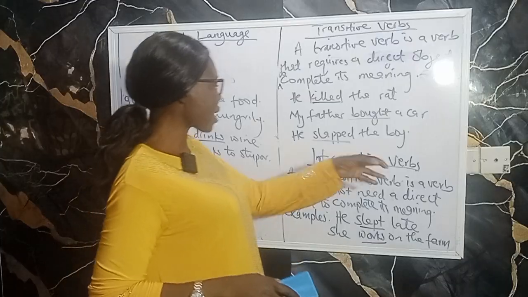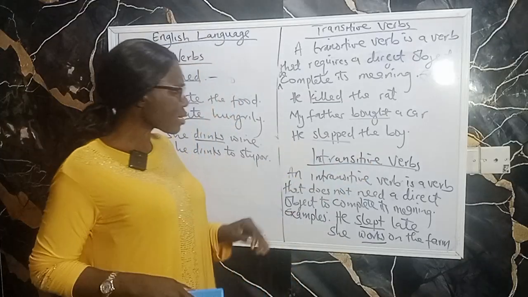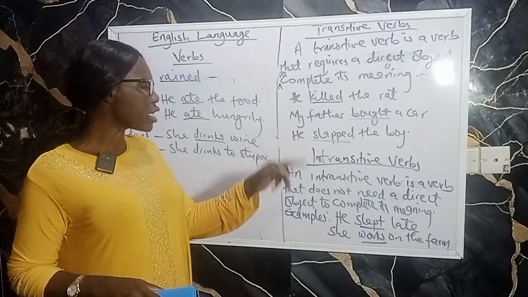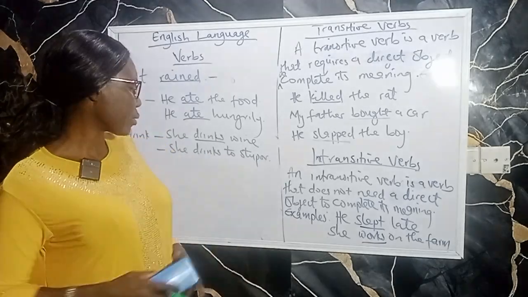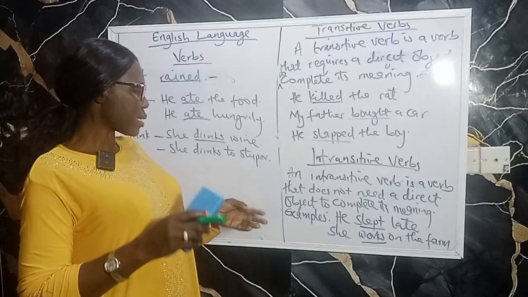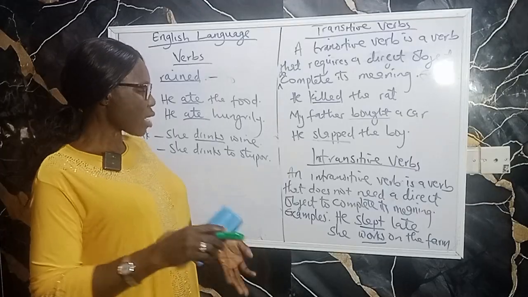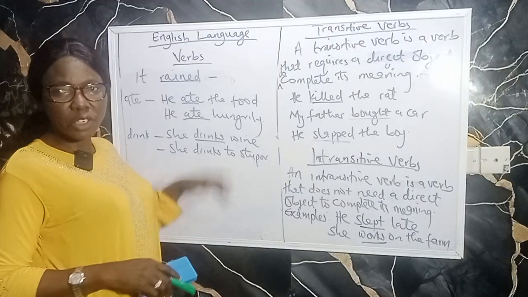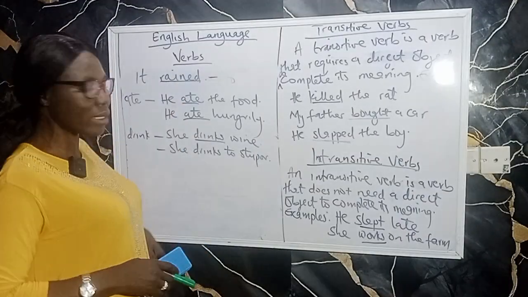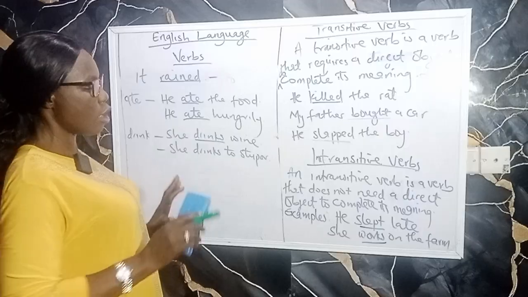Then we went to intransitive verbs. An intransitive verb is a verb that does not need a direct object to complete its meaning. And we gave examples. He slept late. She works on the farm. It rained. If you look at all the verbs, you can see that they don't have any direct object following them.